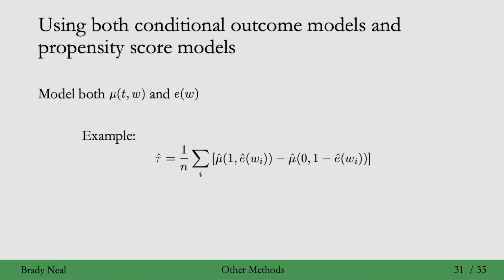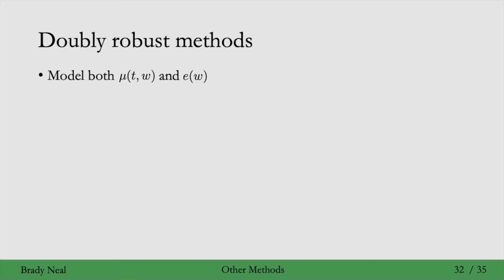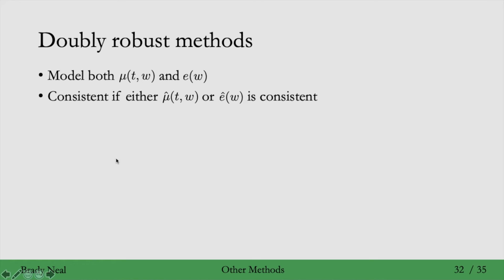One special class of methods that models both the conditional outcome model and the propensity score model is known as doubly robust methods. One important property of doubly robust methods is that they are consistent if either the conditional outcome model or the propensity score model is consistent. And you can think of consistent here as meaning that given infinite data, our model will be correct. So given infinite data, mu hat will match mu and e hat will match e.